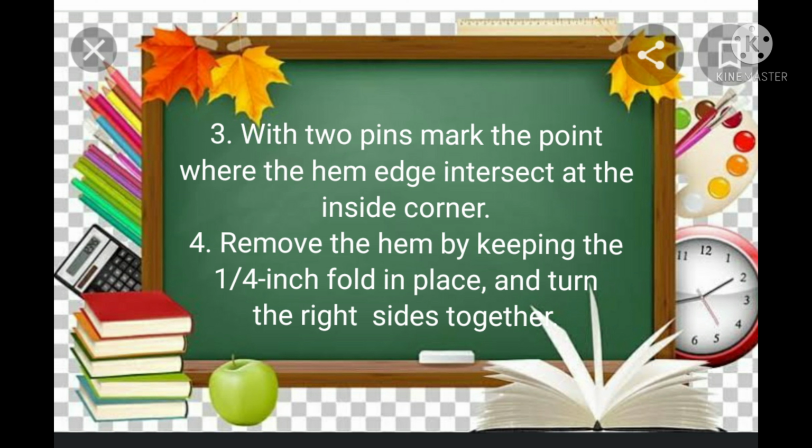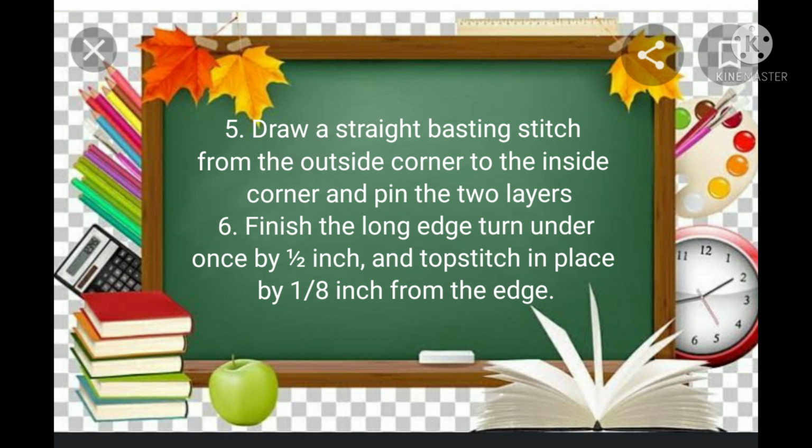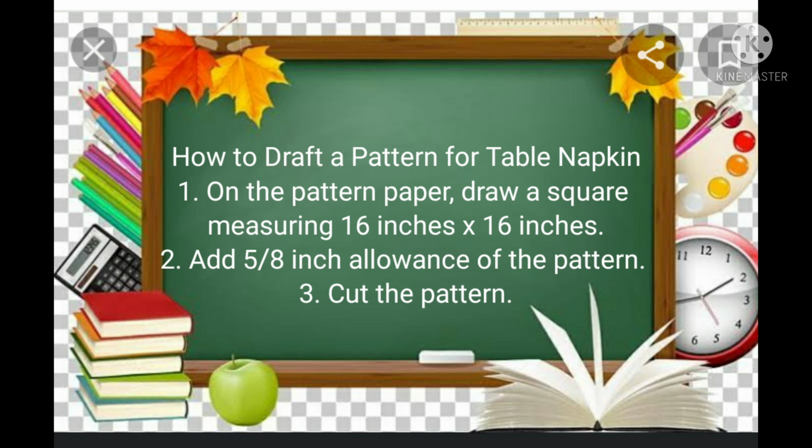remove the hem by keeping the 1/4 inch fold in place and turn the right sides together. Number 5, draw a straight basting stitch from the outside corner to the inside corner and pin the 2 layers. Number 6, finish the long edge, turn under 1 by 1/2 inch and top stitch in place by 1/8 inch from the edge.